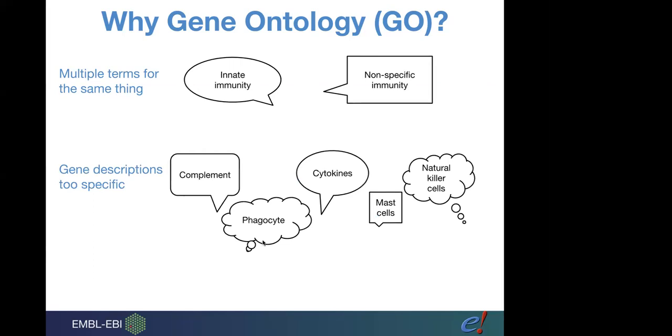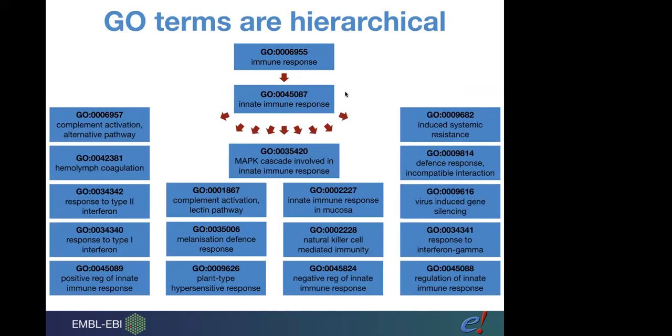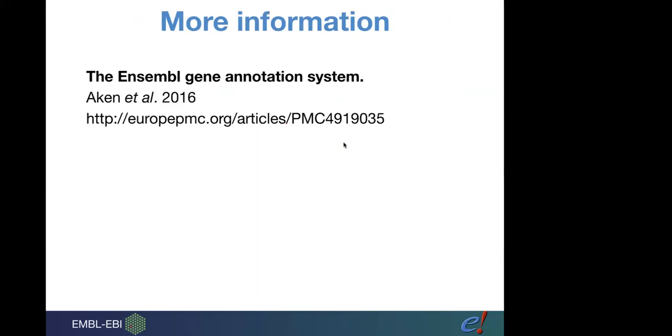And all of these terms have their accession number, they have a name, they have a type, and they will have a definition. Gene ontology terms can be organized in hierarchy, which means that a given term, so for example, innate immune response, can have a more general parent term, and then it could also have some child terms, and there could be quite a few of them, just like you see on my slide. And you can find further information on the Ensembl gene annotation system by referring to the publication.